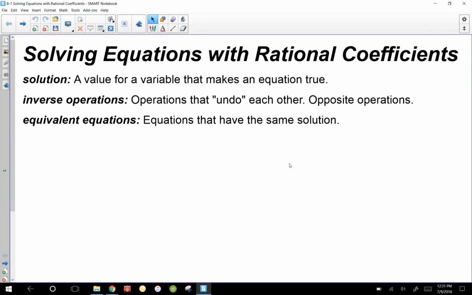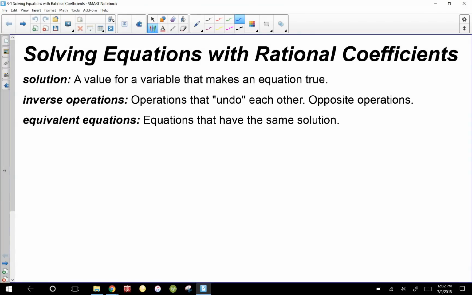And remember, the coefficient is the number that's being multiplied by the variable. So we're going to be solving equations that contain fractions and decimals as coefficients. So obviously, we're going to be looking for something called a solution, and that's the value for the variable that makes the equation true. And we're going to use inverse operations, and those are operations that undo each other, or in other words, opposite operations.